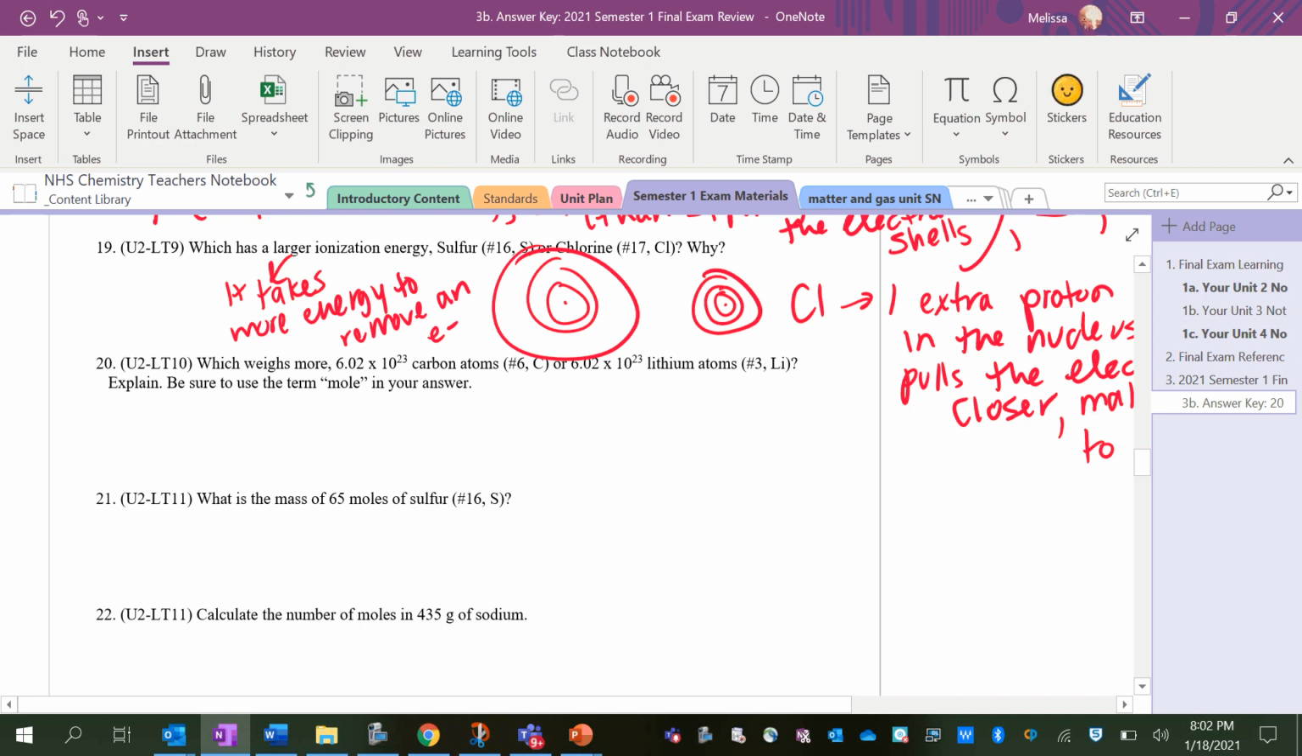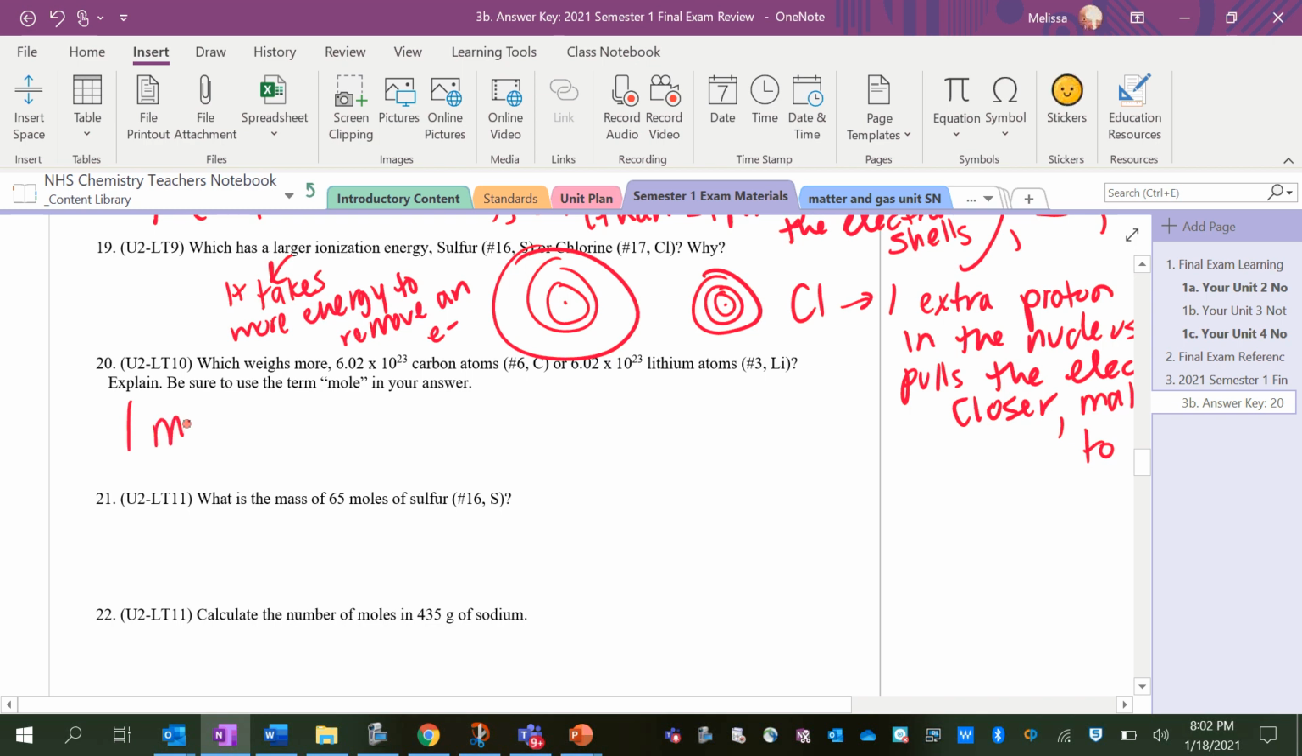Number 20, which weighs more? 6.02 times 10 to the 23rd. Ooh, I recognize that number. That's 1 mole. Which weighs more, 1 mole of carbon atoms or 1 mole of lithium atoms? Be sure to use the term mole in your answer.